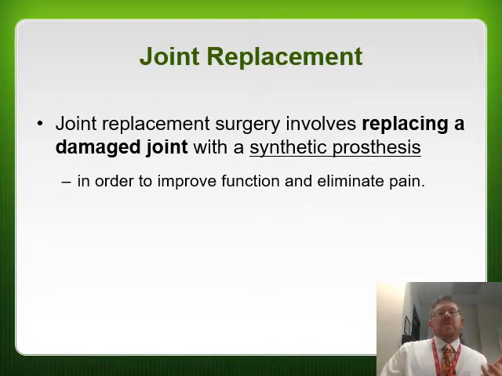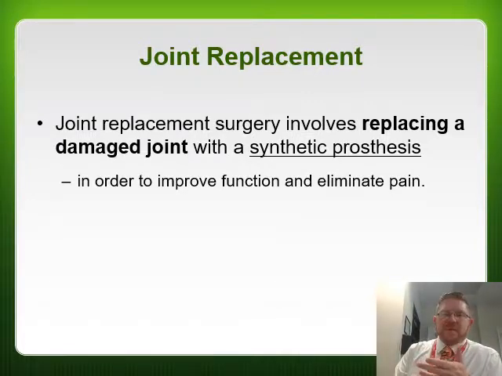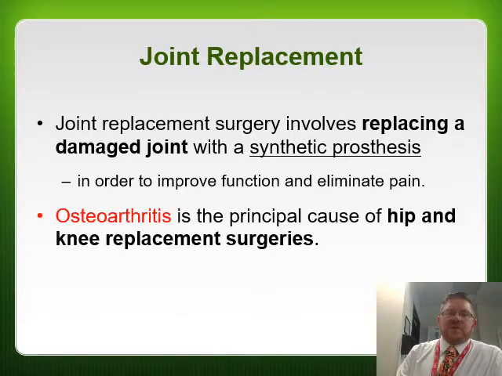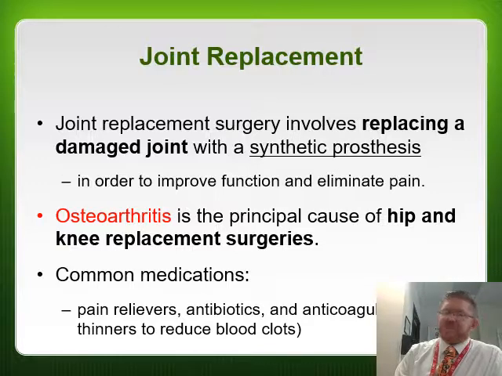Now, what if someone has had a joint replacement? This is more complex. Joint replacement surgery usually involves replacing a damaged joint with some type of synthetic prosthesis, so a prosthetic, so a fake joint or a fake limb, in order to improve function and eliminate pain. Usually pain is one of the issues, and then help to improve function as well. Osteoarthritis, believe it or not, going back to that, is the principal cause of hip and knee replacement surgeries. This bone just kind of rubbing together, all that pain and inflammation, that doesn't really lend itself to a very efficient life. So replacement might be necessary as a result.